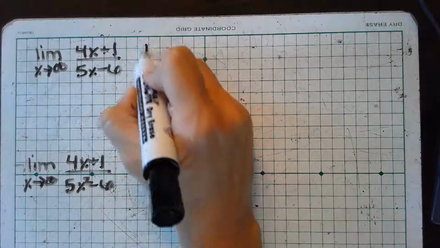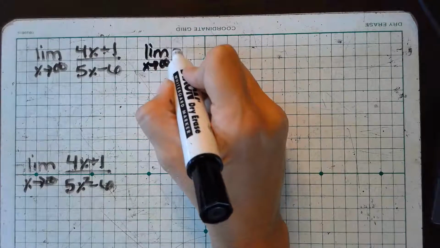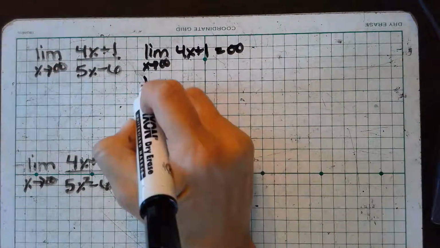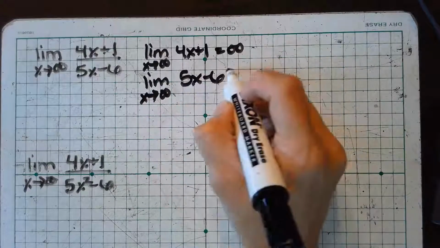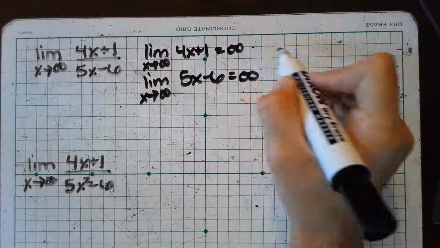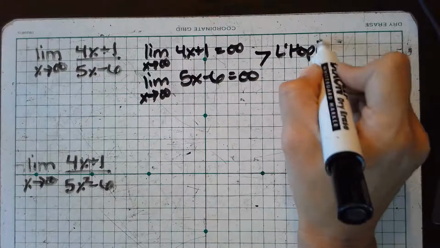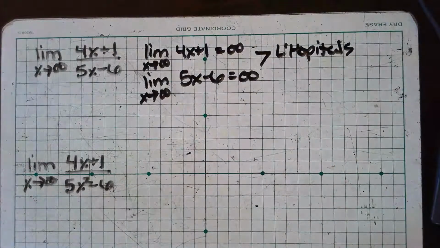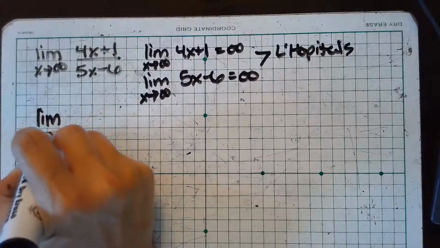Here, we could say the limit as x goes to infinity of the numerator, 4x plus 1, goes off to infinity. And the limit as x approaches infinity of 5x minus 6 also goes to infinity. Because this would be infinity over infinity, an indeterminate form, I need to use L'Hopital's. They expect you to have this type of work here. The more you do it, the more comfortable you'll become.